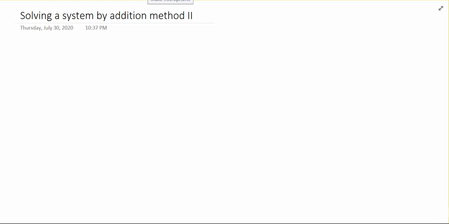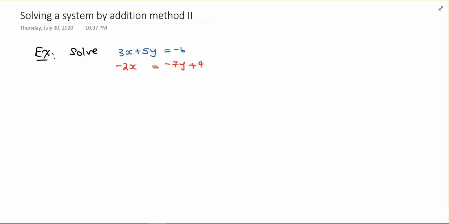Okay, so this is our second example of the addition method. And so let me give it to you here. Example, solve. And we have equation number 1, which is 3x plus 5y equals minus 6. And equation number 2 is minus 2x is equal to minus 7y plus 4.